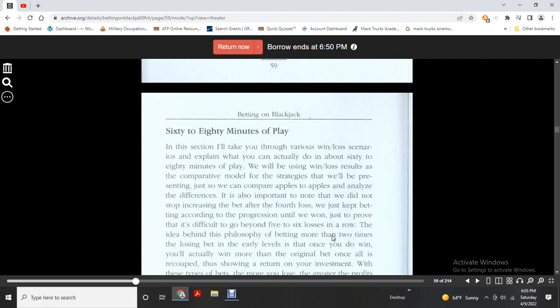60-80 minutes of play. In this section, I'll take you through various winning and losing scenarios and explain what they actually do in the 60 to 80 minutes of play. While you think winning and losing are resolved with a comparative model, there will be strategies presenting you with an analysis of the difference.